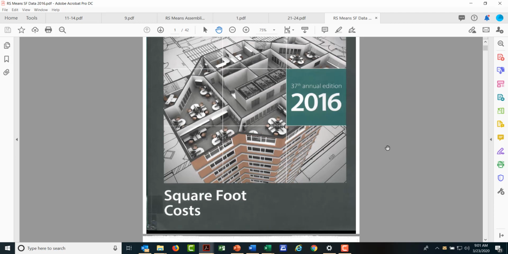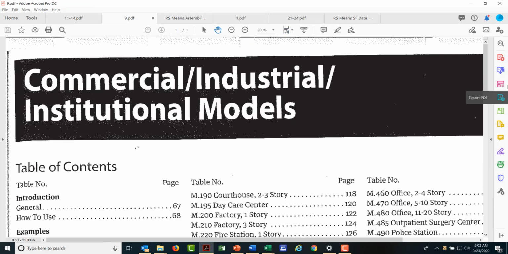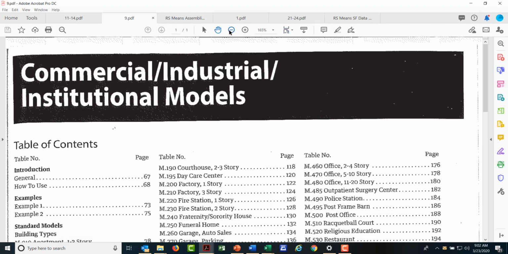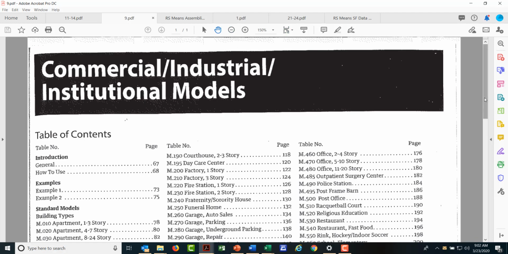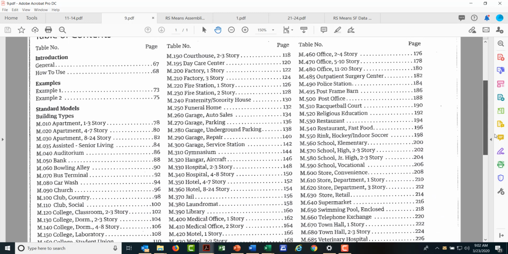I may have some in my files, because you may need to take a look at the assembly material that's in the residential book. Again, Means has a commercial book, and then a residential. Anyway, if you look inside of 2016 on page 9, you'll see something like this. And what they're doing is they're sharing with you what this book has for baseline templates.